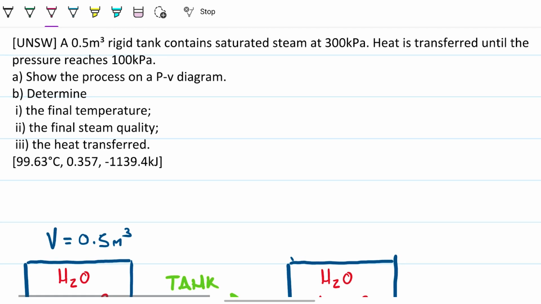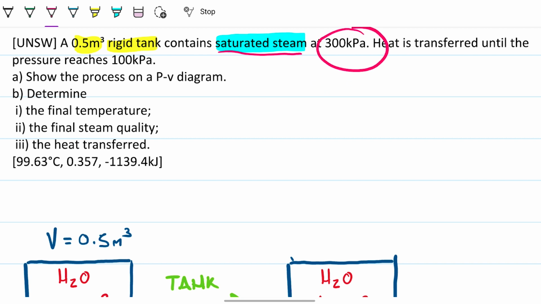So what's happening is we have a 0.5 meter cubed rigid tank, so the volume is not changing there, with saturated steam inside, and that's super helpful to know. This means that we already know it's not a mixture, not saturated liquid, not compressed, not superheated; it is saturated steam. So to find everything about the first state, all I need to do is go to my pressure table at 300 kilopascals and grab all the properties for saturated steam. That's for the first state.